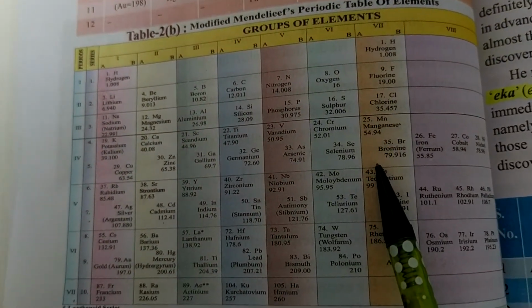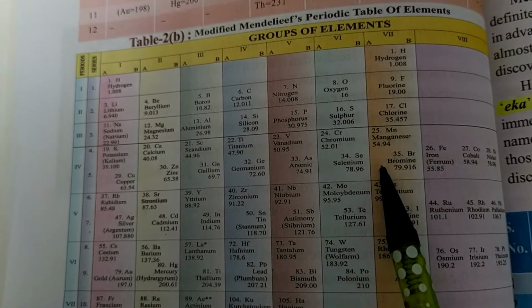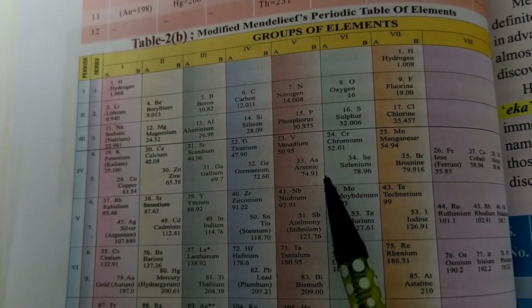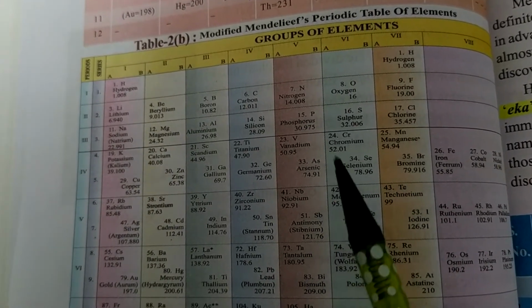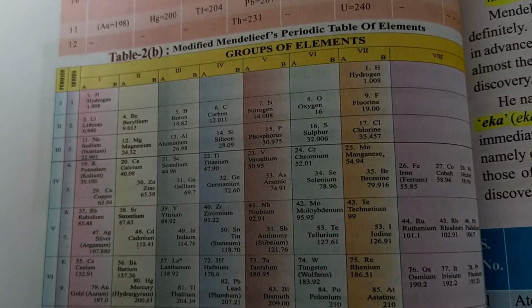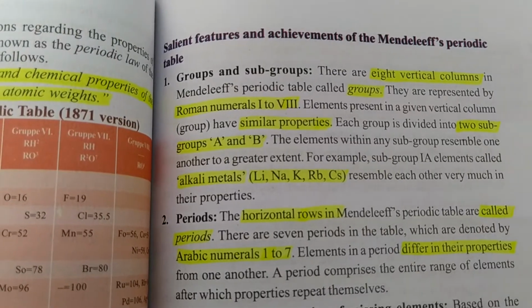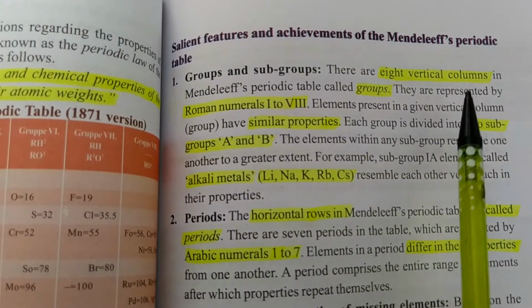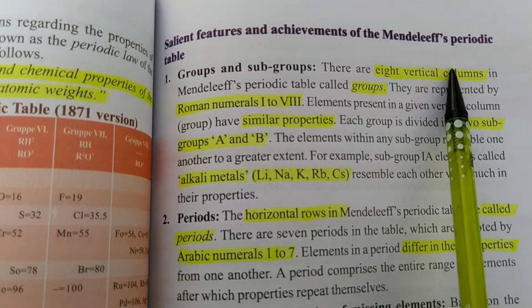This periodic table is based on Mendeleev's nature. And now let us discuss the salient features of this periodic table. These are the salient features and achievements of Mendeleev's periodic table, students.